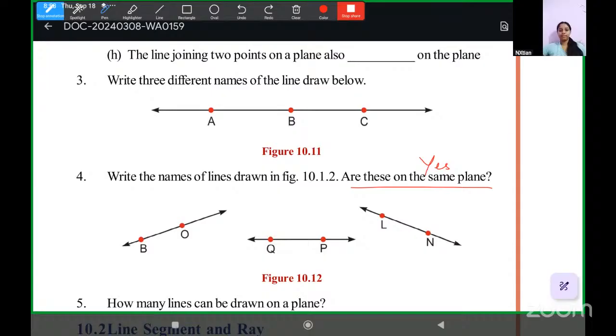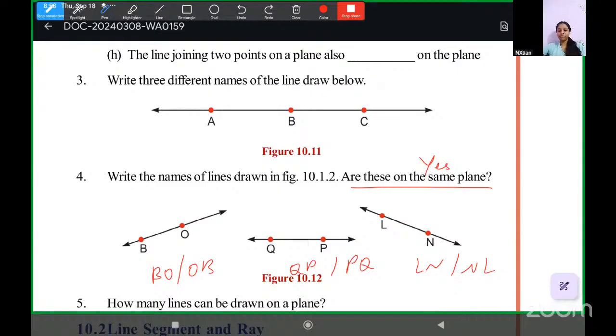First line, name of the first line, BO. Second line, UP. Third line, LN. You can do it OB also. You can do it PQ also. You can do it NL also. Okay. You can name it from here to here or here to here.